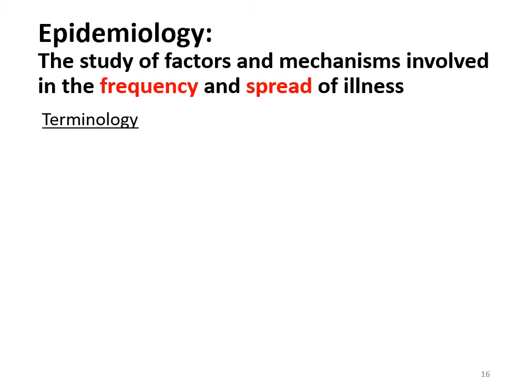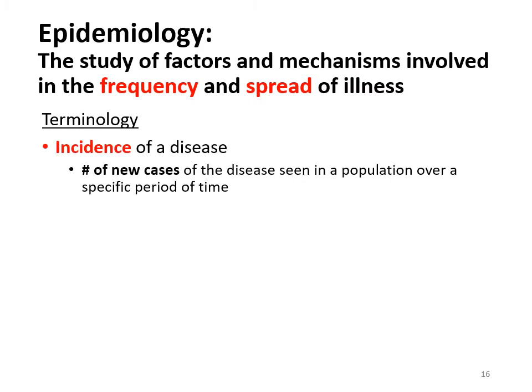Our first terminology is incidence of a disease. Incidence is the number of new cases that you're seeing pop up for a particular disease, and it's always given for a particular population and a particular period of time. For instance, within 6 months in Lakewood, we saw 200 new cases of whooping cough. And so we would say that the incidence of whooping cough in this location during that time would be 200.